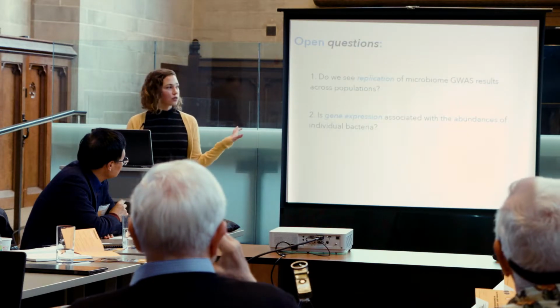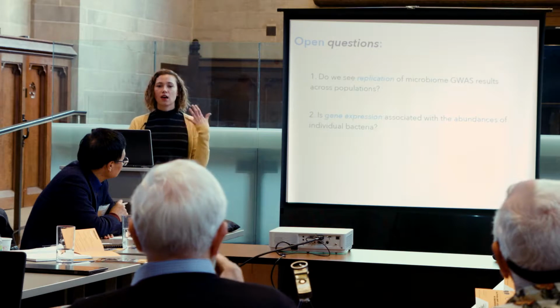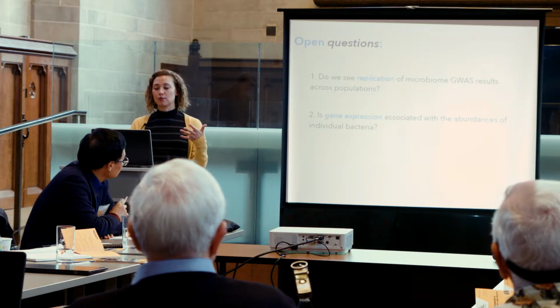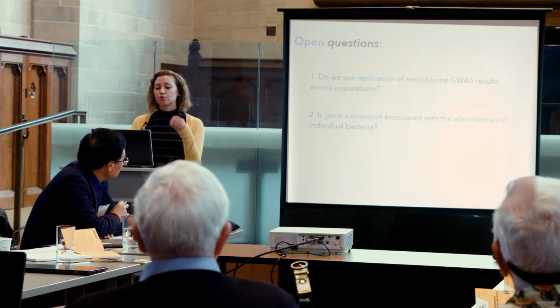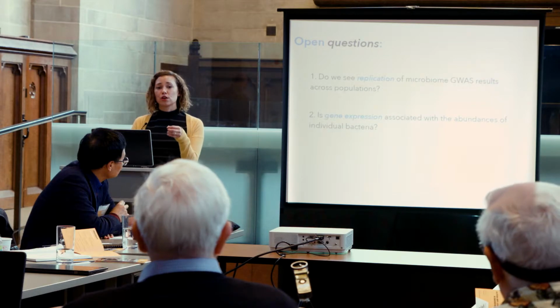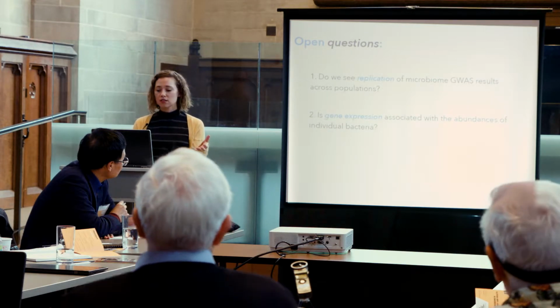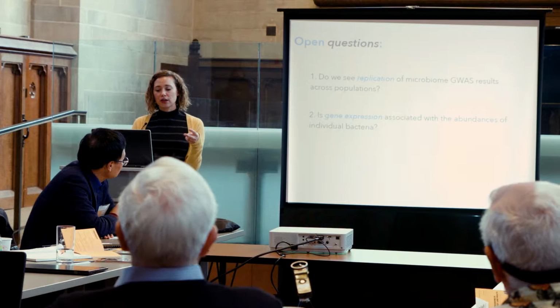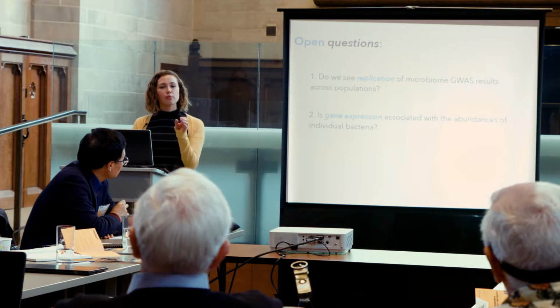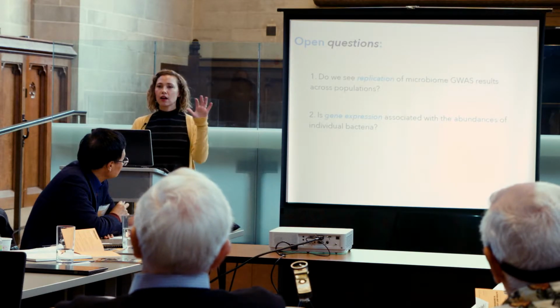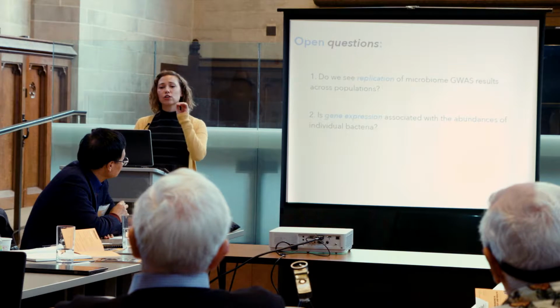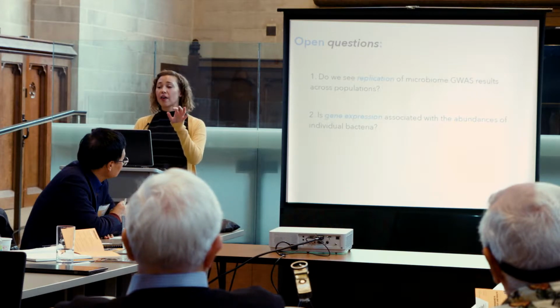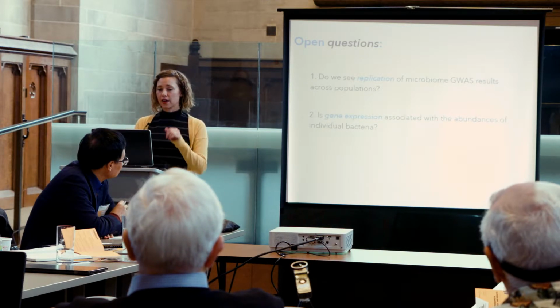So after this 2014 study, we wanted to ask a couple more questions, digging a little bit deeper. The first thing we wanted to do was replicate some of these microbiome GWAS results that we saw in the Hutterites and in other studies. And the second thing I'm going to tell you about today is looking at an intermediate phenotype. So can we not just look at genetic variants, but can we look at gene expression and see whether or not that correlates with bacterial abundances in the gut?